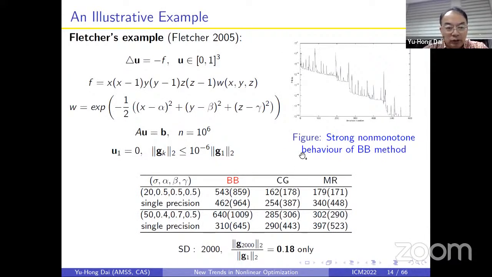In this example of Fletcher, from the discretization of a Laplace equation, we can see BB performs much, much faster than SD. Looking at the termination criterion, the steepest descent method takes 2000 iterations, but the gradient norm only decreases a little bit. BB is almost comparable to CG for this example. From this example, we can also see BB has a strongly non-monotone behavior.